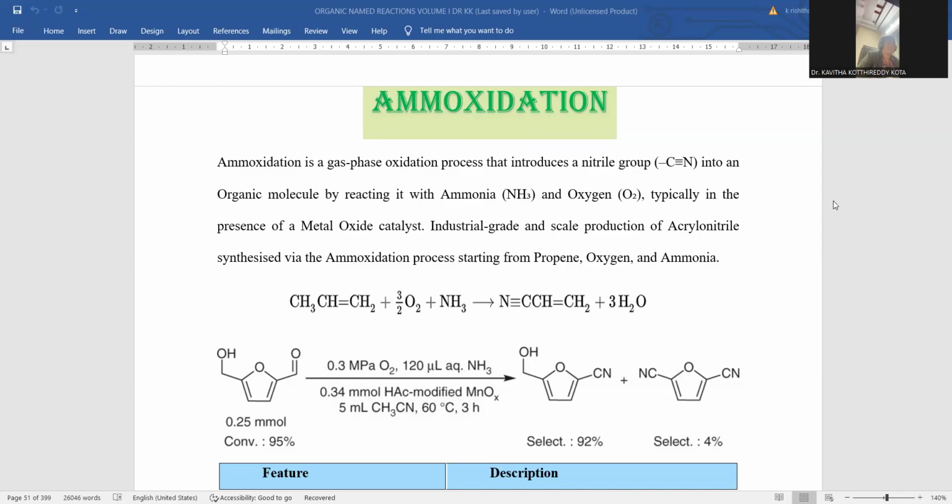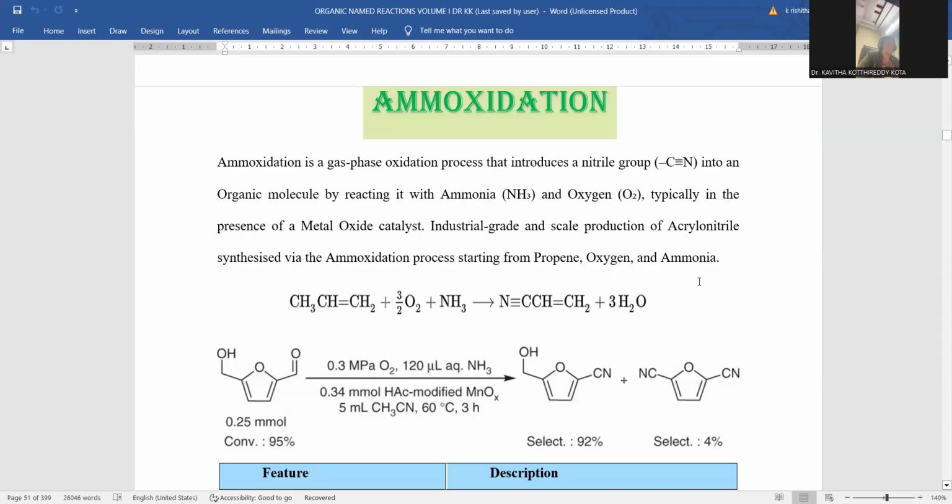Let me go with the ammoxidation process. Ammoxidation is a gas phase oxidation process that introduces a nitrile group, C triple bond N, into an organic molecule by reacting with ammonia and oxygen, typically in the presence of a metal oxide catalyst. Industrial scale production of acetonitrile is done by the ammoxidation process.